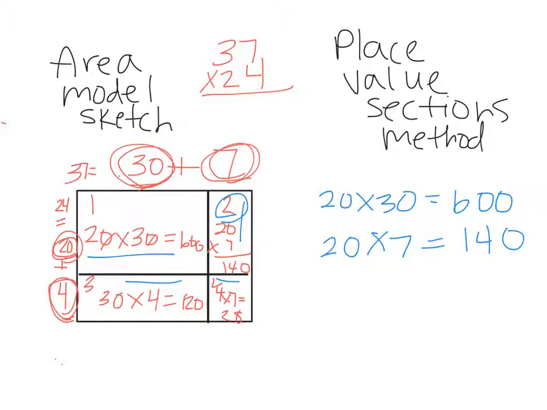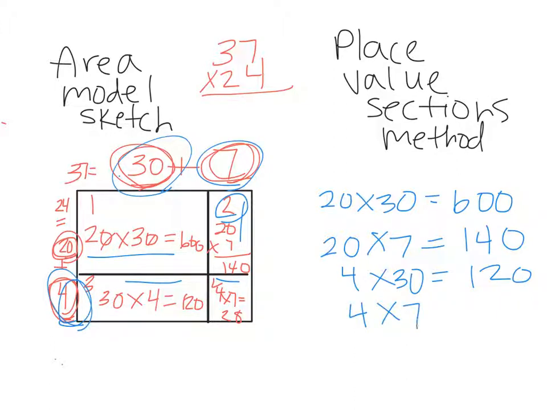Our third one would be our 4 times our 30, which equals 120. And our last one would be our 4 times our 7, which is equal to 28. Then we add all of our partial products together, just like we did in the area model sketch. We get 988.